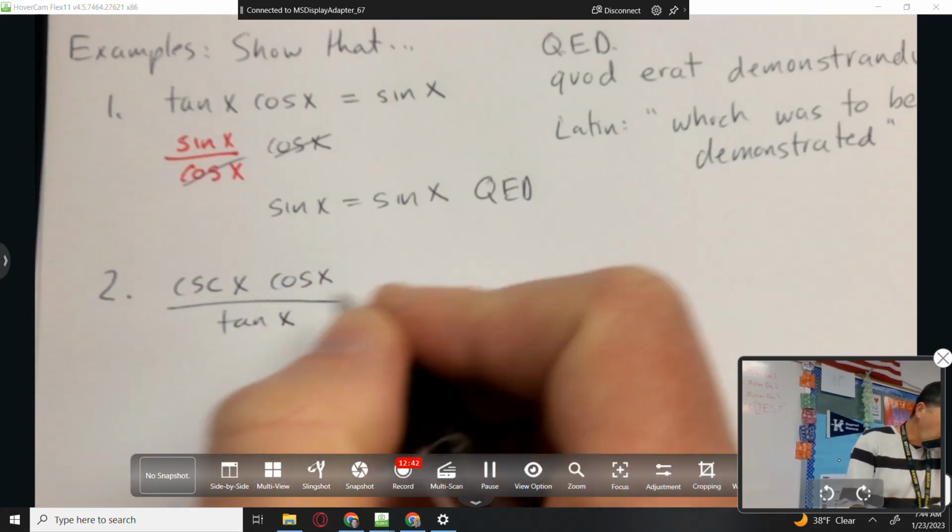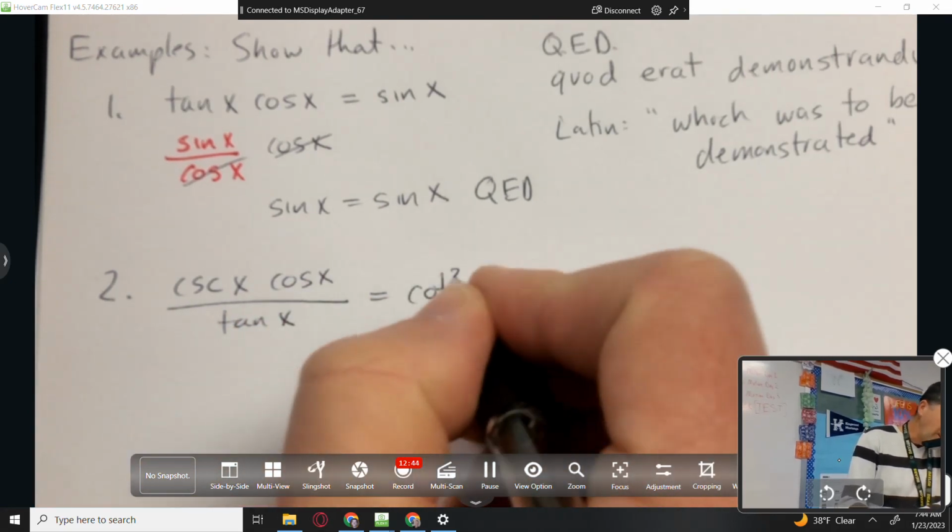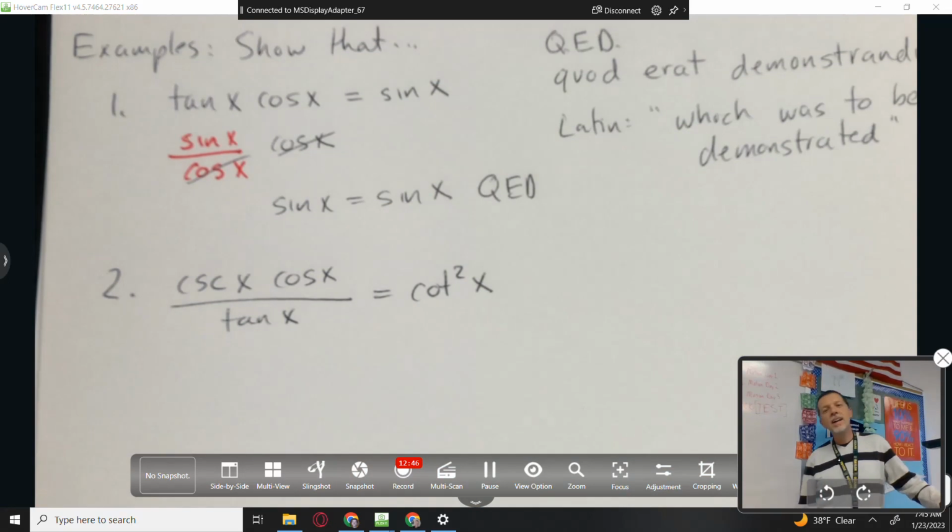All right, back to our regularly scheduled programming after that little Latin aside. Cosecant times cosine all over tangent equals cotangent squared. Again, everything today is true. This isn't like true or false, is this really right or not? No, it's true, but I need you to show the steps to get there. And this is one where there's multiple ways to go.